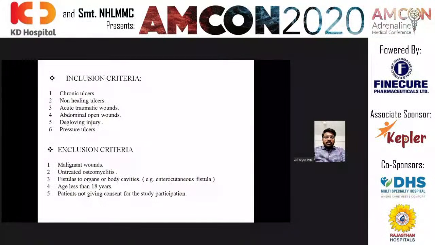Now, all the patients having chronic ulcers, non-healing ulcers, acute abdominal wounds, abdominal open wounds, degloving injury, and pressure sores were considered as cases and included in the study. We excluded patients with malignant wounds, untreated osteomyelitis, fistulas to the open body or other body cavities, patients below 18 years, as well as those patients who were not willing to be a part of the study. Next.